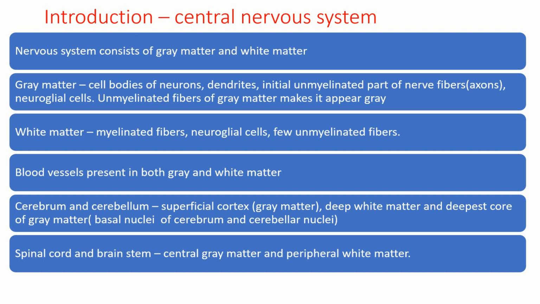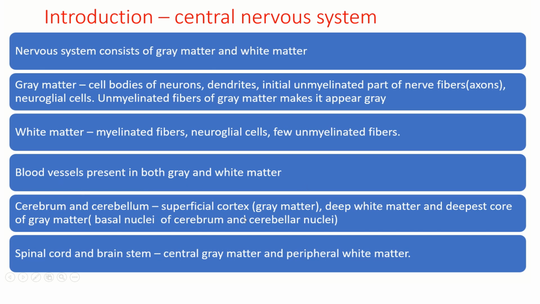Just before going to that, this entire nervous system consists mainly of gray matter and white matter and supporting blood vessels. So what is present in gray matter? Cell bodies of neurons, dendrites, the initial unmyelinated part of nerve fibers, that is axons, then neuroglial cells. These unmyelinated fibers of gray matter make it appear gray. White matter has myelinated fibers, neuroglial cells and a few unmyelinated fibers. Blood vessels are present in both gray and white matter.